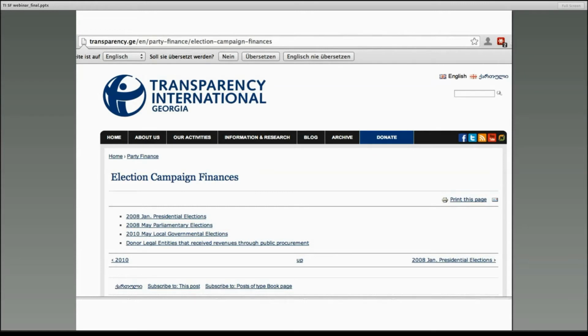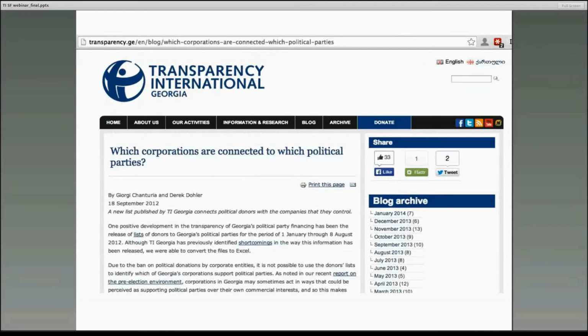Then in 2012, our work had gotten more sophisticated. We had started scraping the company registry database in Georgia. And at the time, and until now, political contributions from companies and legal entities were banned. So only individuals are allowed to donate to political parties.